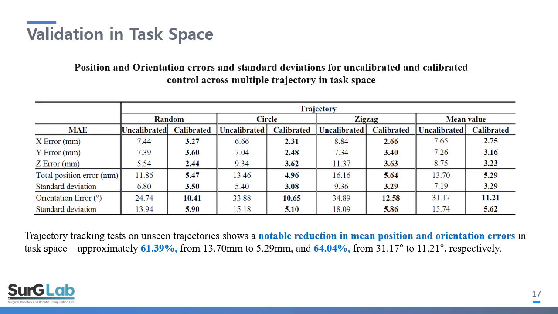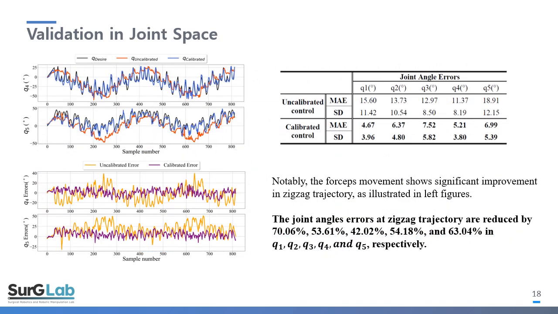There are notable reductions in mean position and orientation errors in task space. In addition, the hysteresis compensation controller shows significant improvement in joint space.